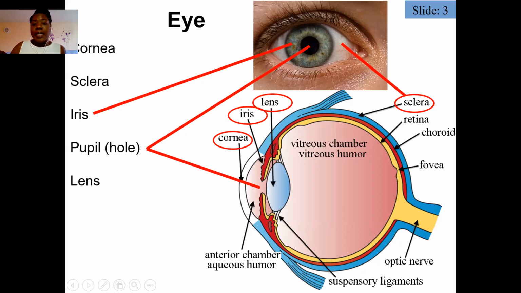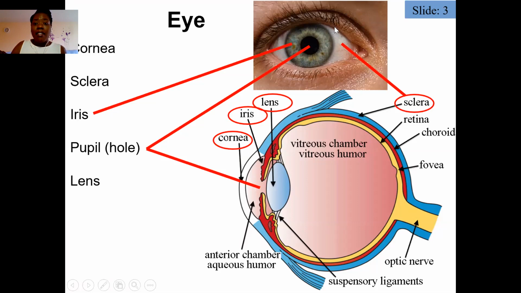So the pupil is this black hole where light is actually able to come into the eye, and we can throw images onto the sensory layer that's called the retina, which I'll talk about in a minute. We can also see the iris right away looking into someone's eyes. This is the colored part of the eye. So if someone has green eyes or blue eyes, this is the area that is colored.